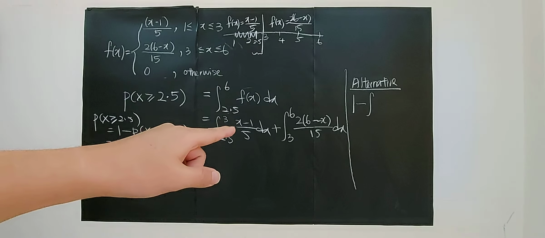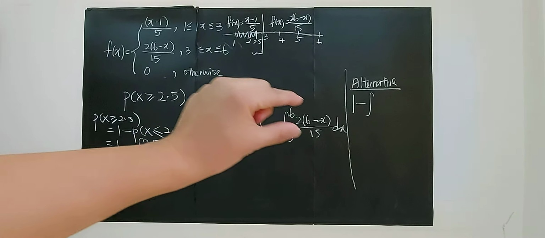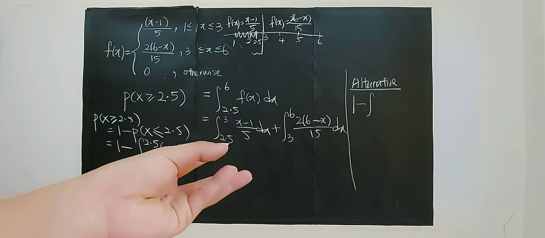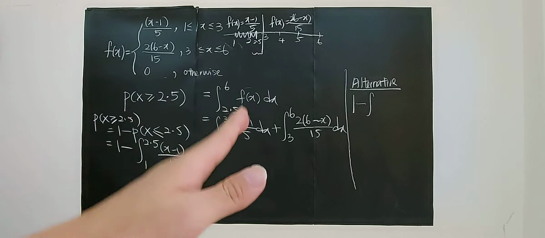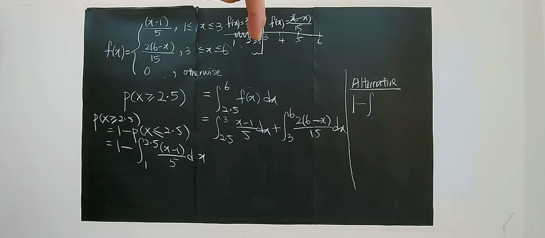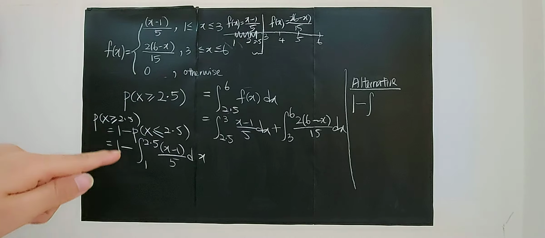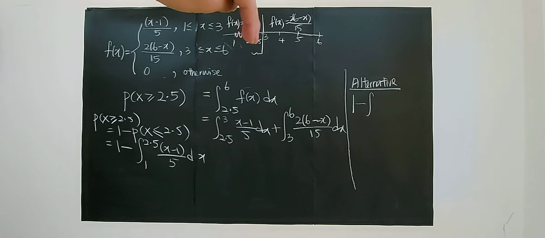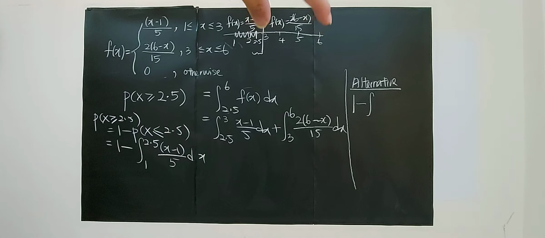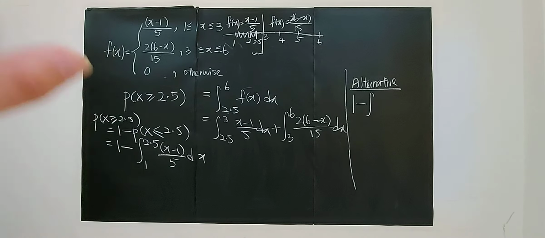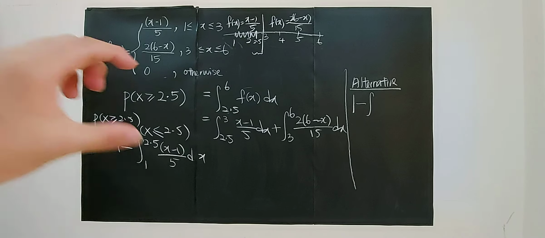If you're using this, you have to integrate two functions, which wastes some time to evaluate. So instead of this, you can do this. They want from 2.5 up to 6. So I take the total probability from 1 up to 6, which is 1. Then I take 1 minus away the probability here, and you will get the remaining probability, which is the probability from 2.5 up to 6. This is what I suggest you use. I'm not going to do it for you, I'm just telling you.